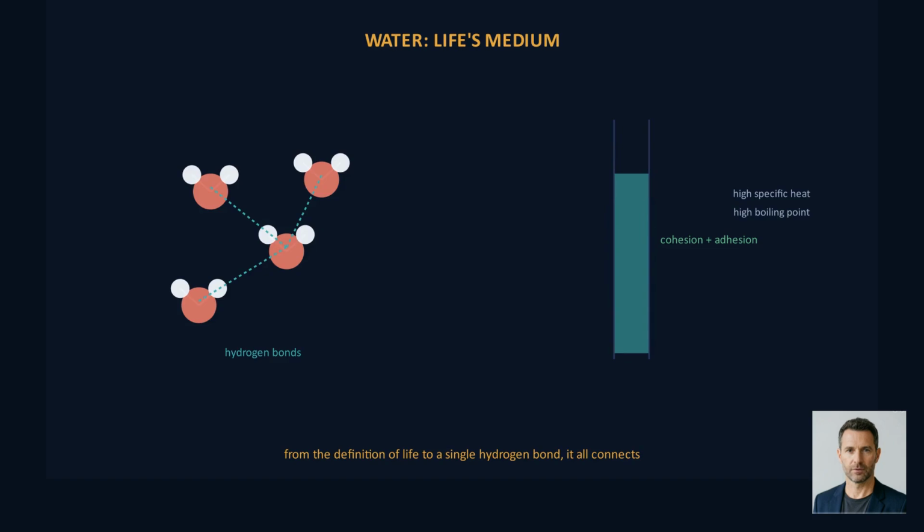Its molecules also cling to one another, a property called cohesion, and cling to other surfaces through adhesion. Cohesion and adhesion are important to the way water behaves in biological systems, and together all of these properties make water an essential component for life on Earth. This is why life arose soon after liquid water appeared and never left it behind. From the definition of life, through cells, domains, and chemistry, down to a single hydrogen bond, the foundations all connect. That is the ground we will build on next time.